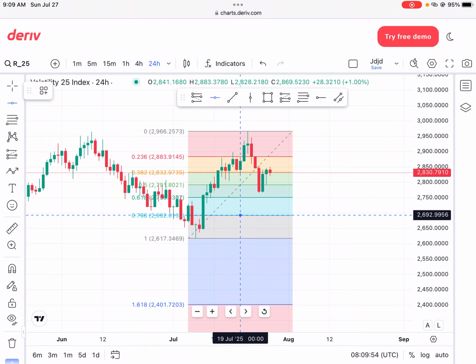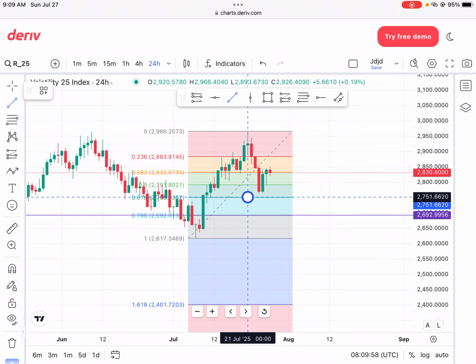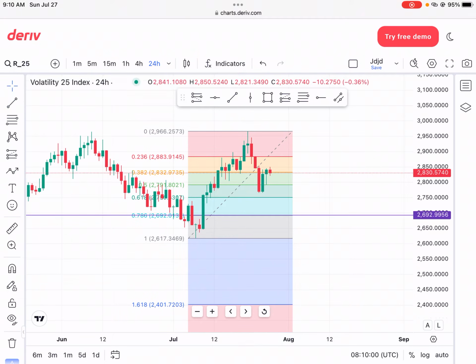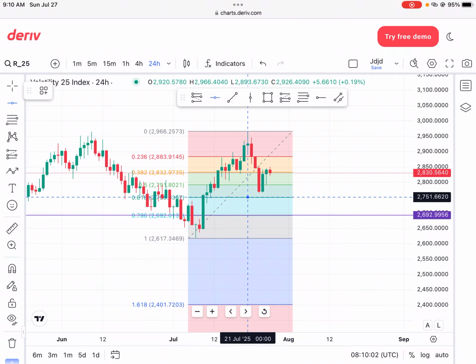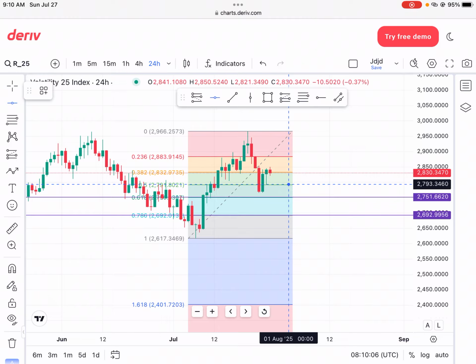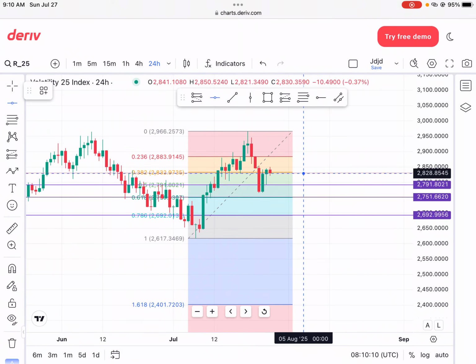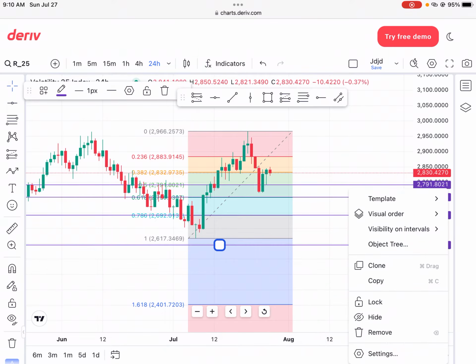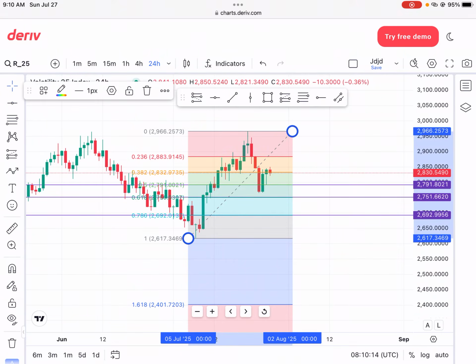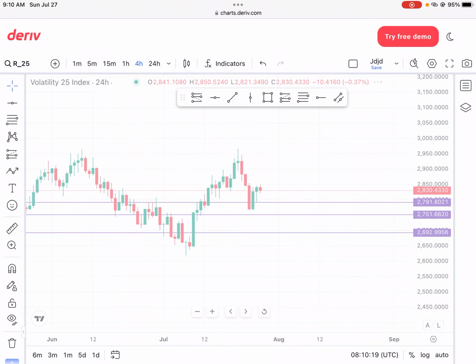Now the key levels which the market has left behind, we have the 0.7 level, we have the 0.6 level, we have the 0.5 level, and what else do we have? We have the 0.3 level. Now those levels are no longer valid because you can see the market did not respect them. Now I want to remove our fib and go down to the 4-hour time frame.